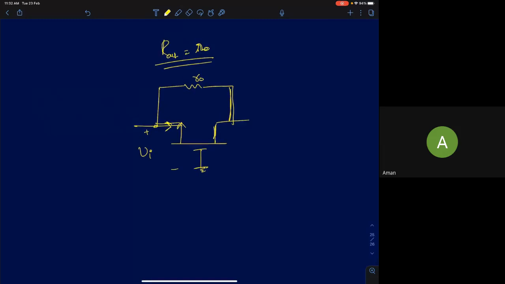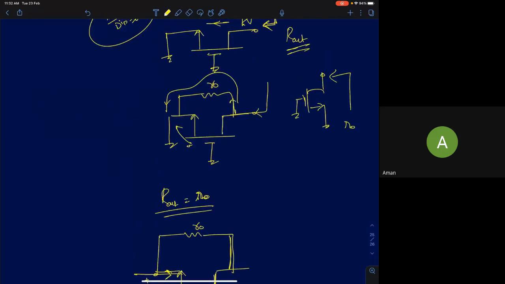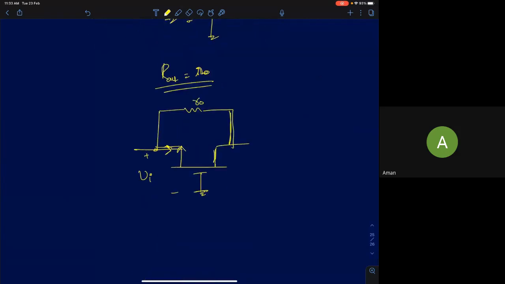Okay, one of you is asking, why did I not include RL for Rout? See, we are finding Rout. Now, Rout is a property of an amplifier. So that's independent of RL. So generally, when you find Rout, that's a property of an amplifier. That shouldn't be dependent on load resistance. Okay. So now, if I'm applying Vi, the current flowing in the MOSFET here is GmVi.